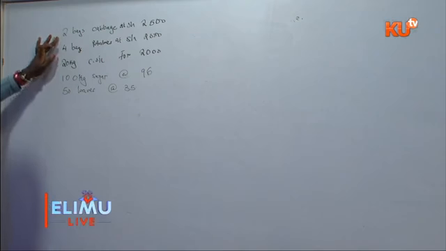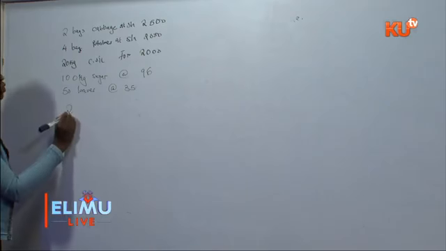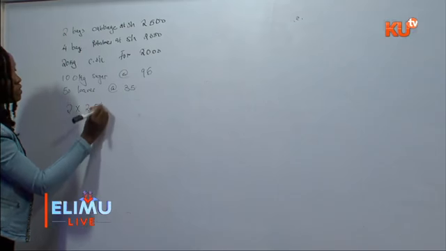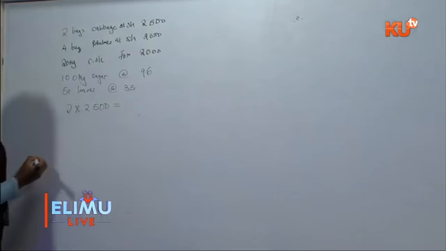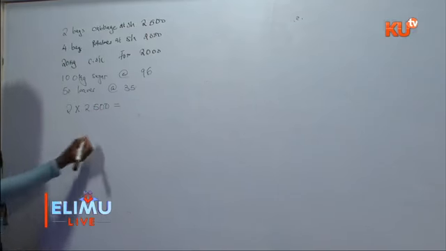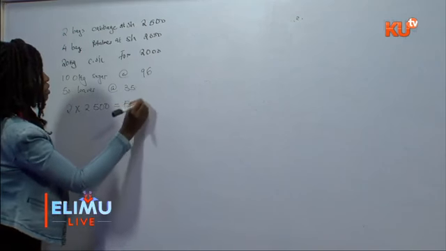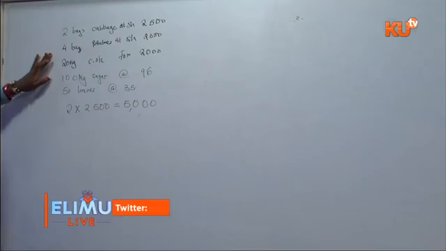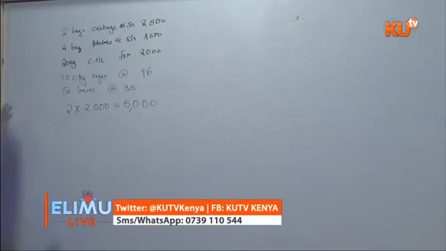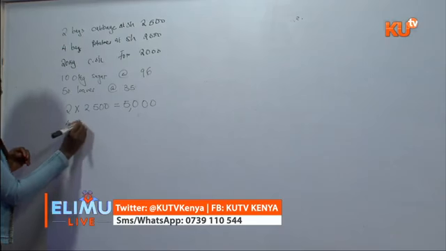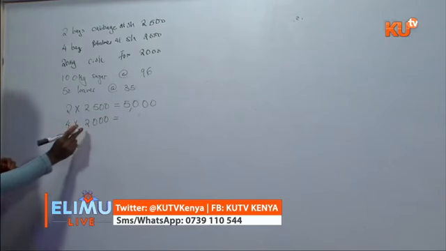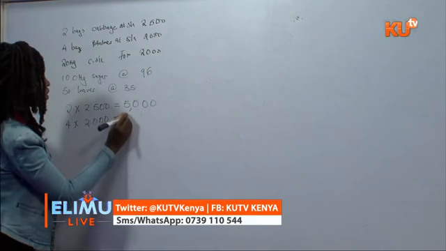2 bags of cabbage at 2,500. So the number of bags was 2, times the cost of one bag, 2,500. 2,500 times 2, we get 5,000 shillings. Then 4 bags of potatoes at 2,000. So it is the number of bags times the cost of one bag. 4 times 2,000, we get 8,000.